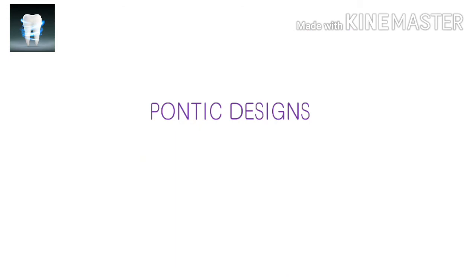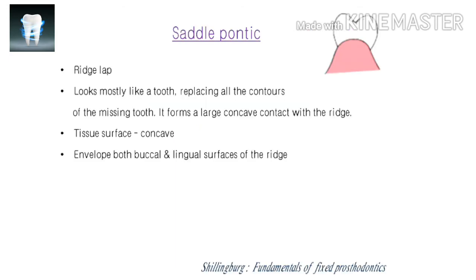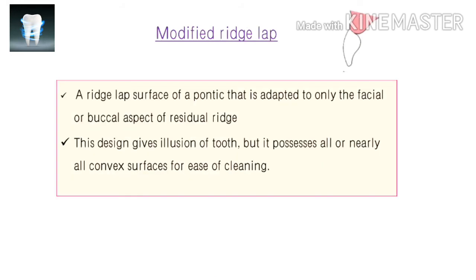Coming to the pontic designs in detail. First one is saddle pontic. It's also called as ridge lap pontic. It looks mostly like a tooth replacing all the contours of the missing teeth. It forms a large concave contact with the ridge. Tissue surface is usually concave.